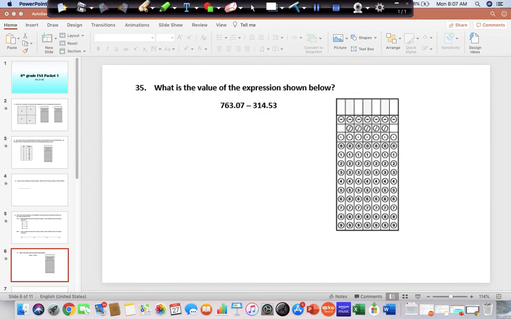Okay, what is the value of the expression shown below? I'm going to rewrite this. Make sure to line up your decimals. Remember, you guys are not allowed to use calculators in 6th grade on FSA, so we need to make sure we know how to do this manually. Line up your decimals and bring your decimal point straight down. 7 minus 3 gives me 4. We cannot take 5 from 0, so we will have to borrow. 10 minus 5 gives me 5.